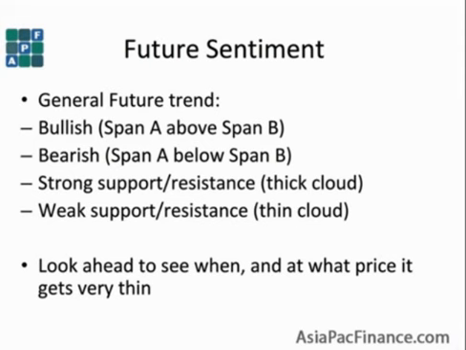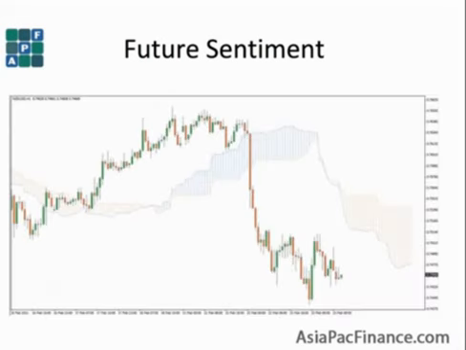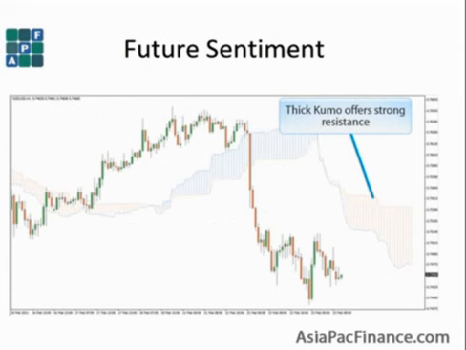We will explain this with some examples. Here we see that current price is forming clouds ahead. Assuming we are already in a short position, we look ahead for signs of a reversal, so that we can decide whether to ride the trend or take profits. Looking ahead, we see that span A is still below span B, and that the cloud in front is getting thicker, offering strong future resistance.